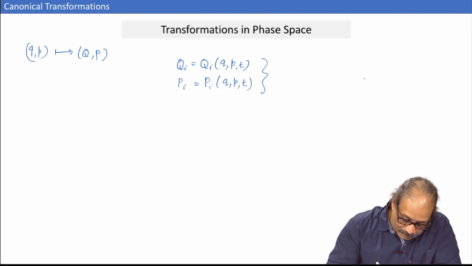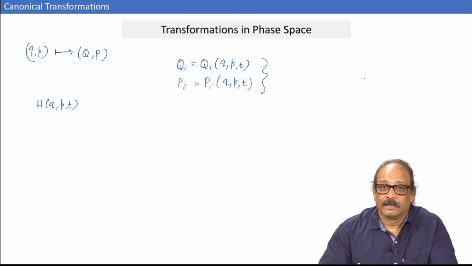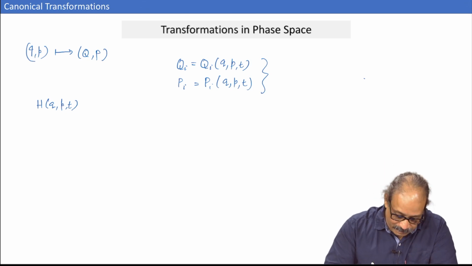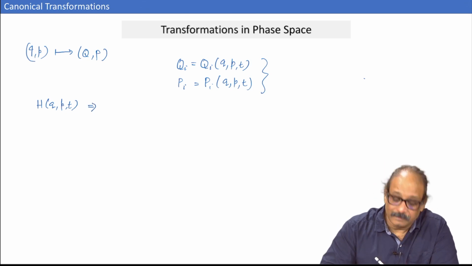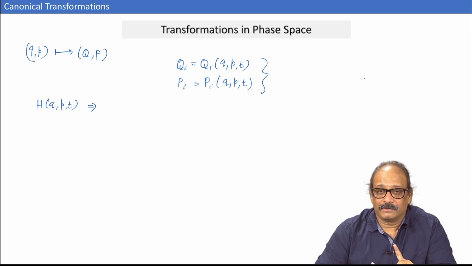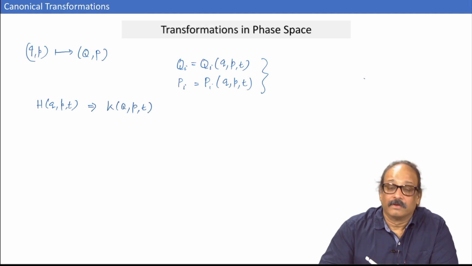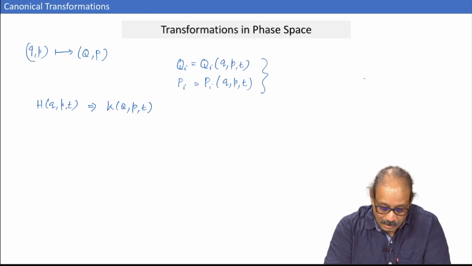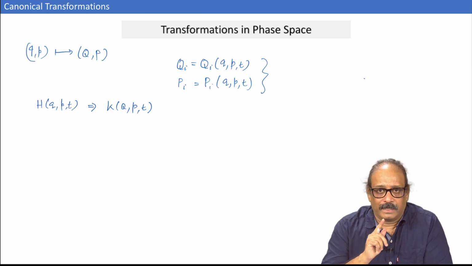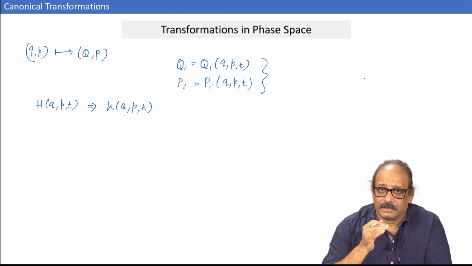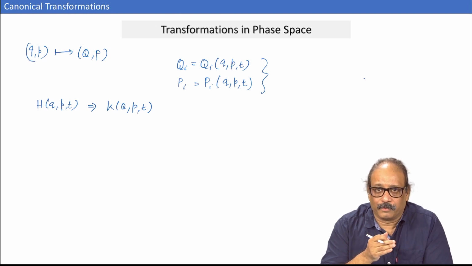Will the Hamiltonian H for a given system, if I make this transformation, what will happen to this Hamiltonian? Will this Hamiltonian remain unchanged? No, it changes too. Probably the Hamiltonian is completely different from the original Hamiltonian. What I will do is take one example to illustrate this point.